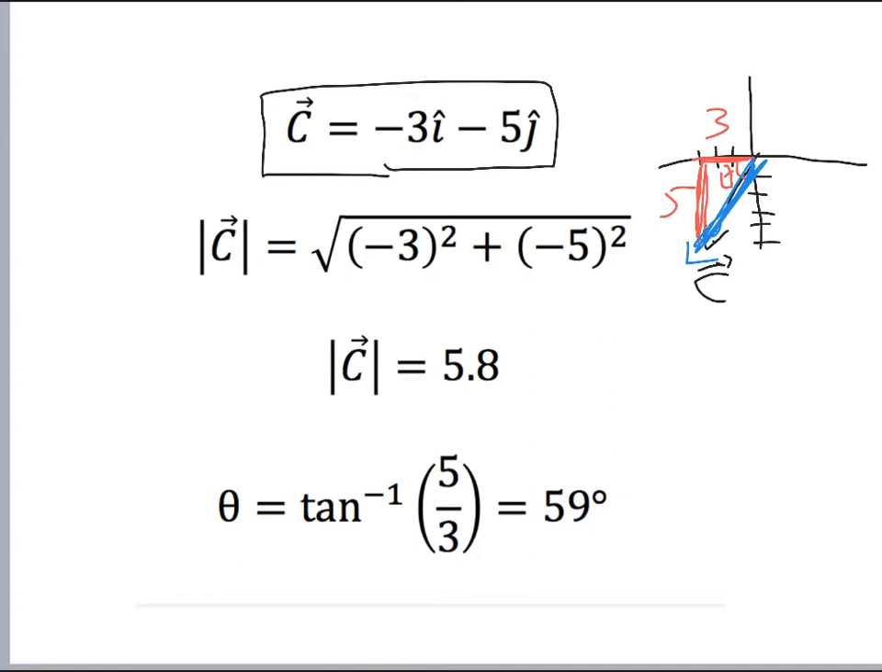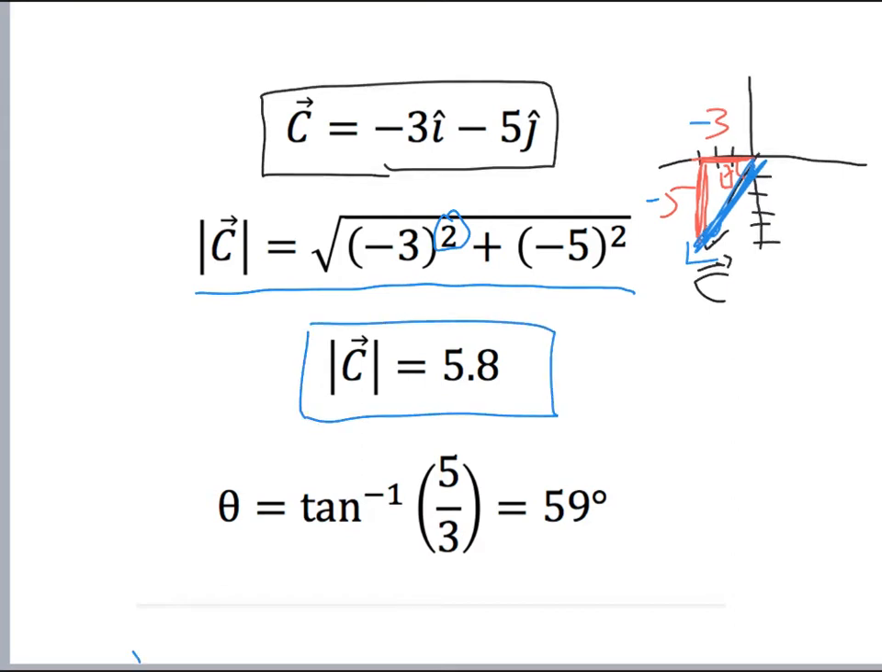Now, I was careful when I wrote that out here. I said it's minus 3 quantity squared plus minus 5, because technically that's a minus 3 and that's a minus 5. But what happens when you square a negative number? It goes away. So if you just put 3 and 5 there without the minus signs, it might be a little bit sloppy, but I don't care. You get the right answer. And so if you do that calculation, you get the magnitude of C is 5.8 units, whatever your units are.